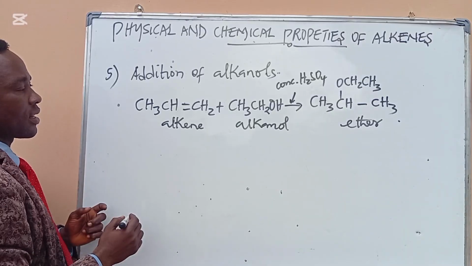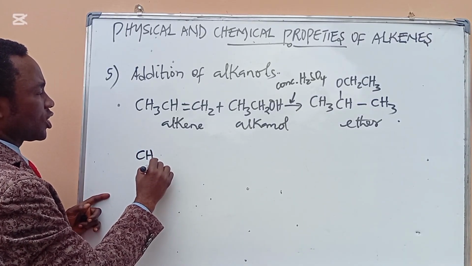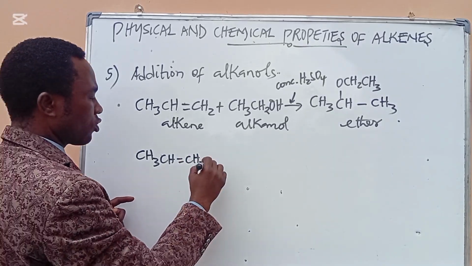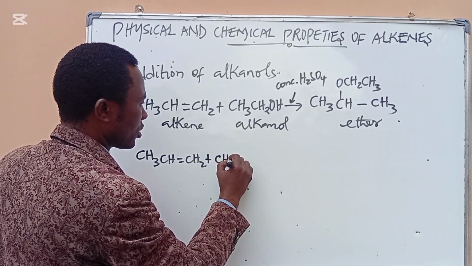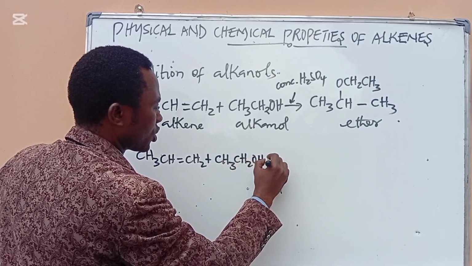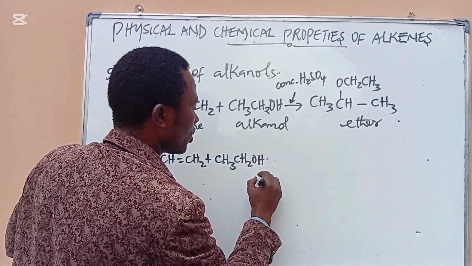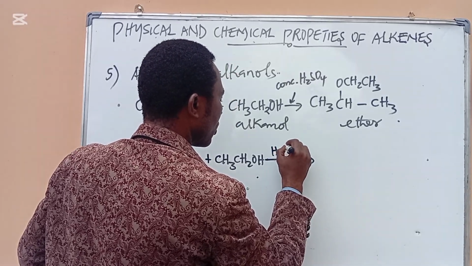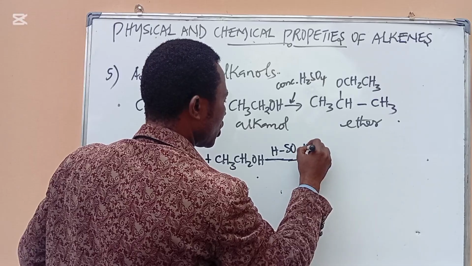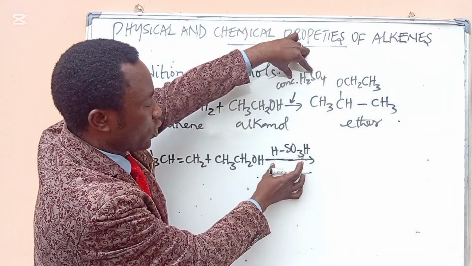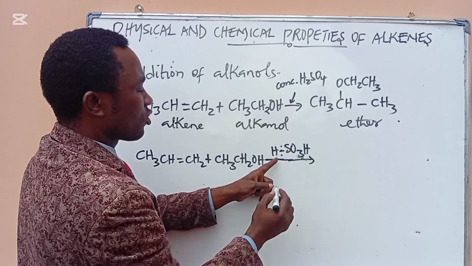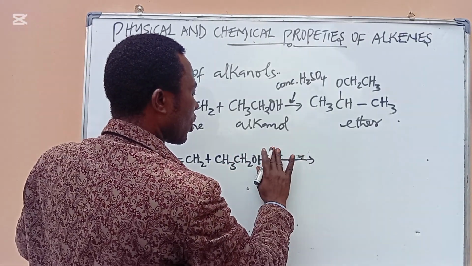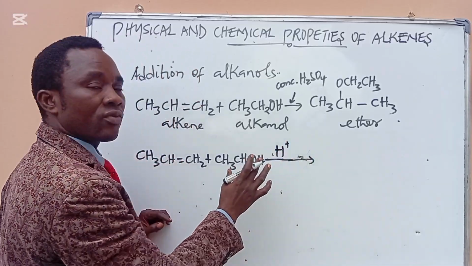Now, as a mechanism of the reaction, what actually happened is that the CH3CH=CH2 wants to react with CH3CH2OH, and we have an acid, H-OSO3H. So this is the conc H2SO4. Now this conc H2SO4 donates a proton, so what we have here is H plus from the acid.